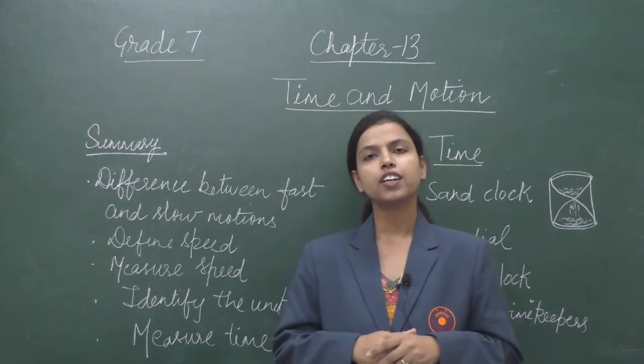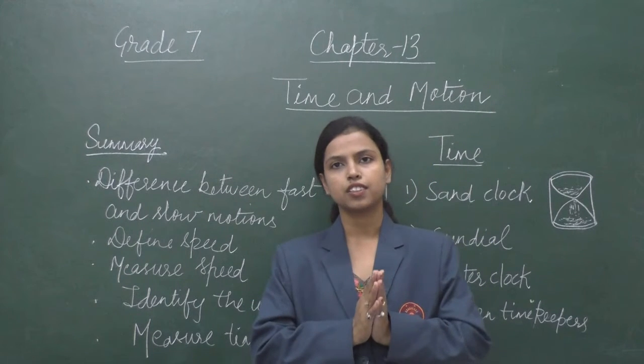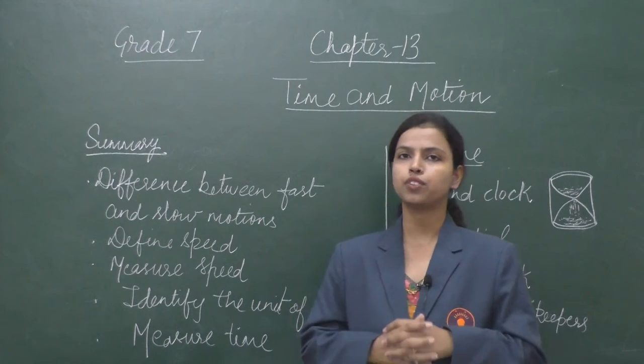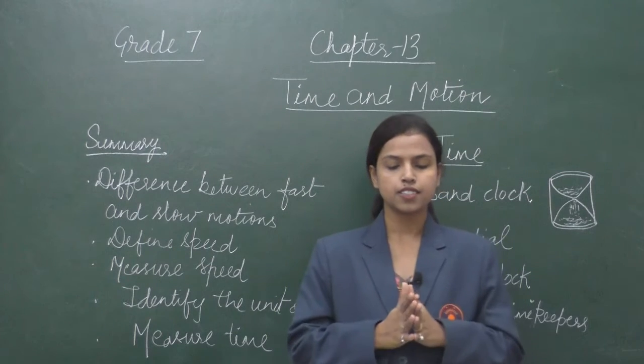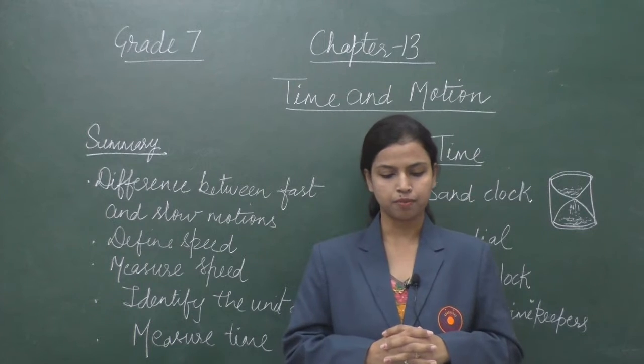The most convenient way to find out which object moves faster than the other is to calculate the distance covered per unit time. So the distance that an object covers per unit time is called the speed of that object.